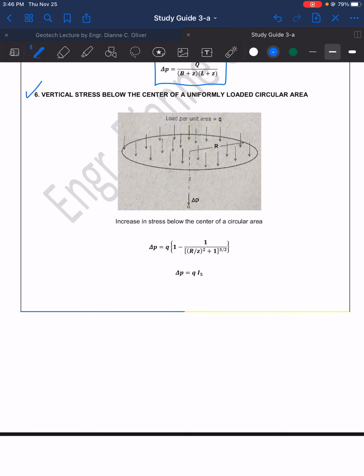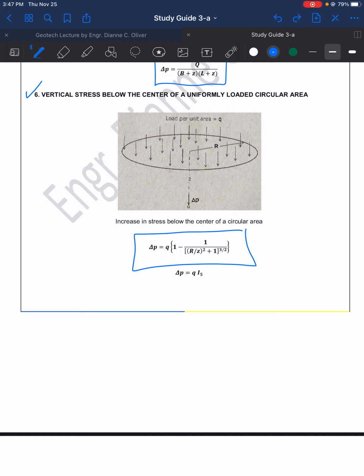Next, we go to number 6, the vertical stress below the center of a uniformly loaded circular area. So for delta P, we have here the small q, which is the load per unit area. The unit there will be kilonewton per meter. And then that is multiplied with 1 minus 1 over, r, the radius of the circle, divided by the z or the depth, squared, plus 1, and then all of this raised to the power of 3 halves.